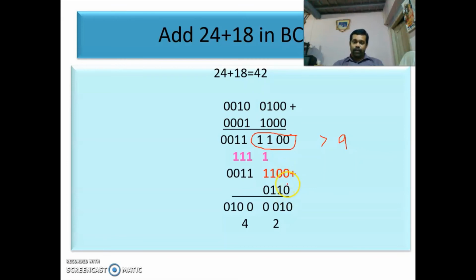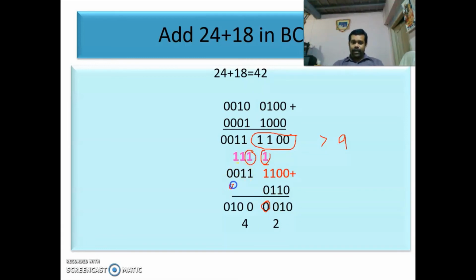0110. So 0 plus 0 is 0, 0 plus 1 is 1, 1 plus 1 is 10. The sum 1 we are writing, the sum 0 we are writing here, and the carry we are writing here. Again 1 plus 1 is 10. The sum we are writing here and the carry we are writing here.